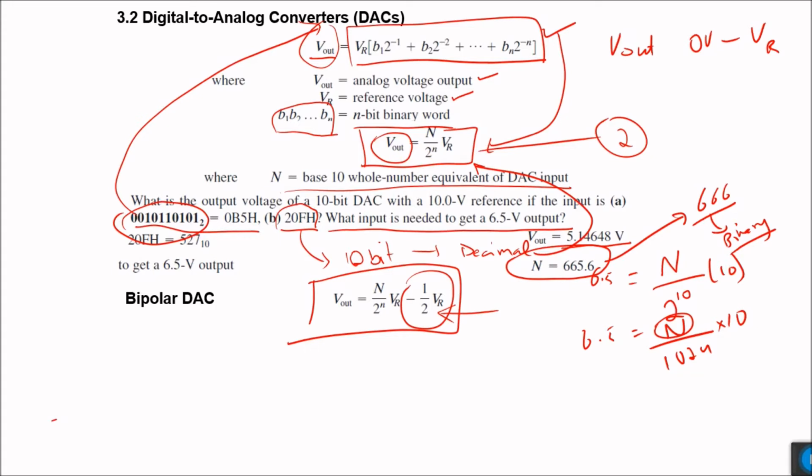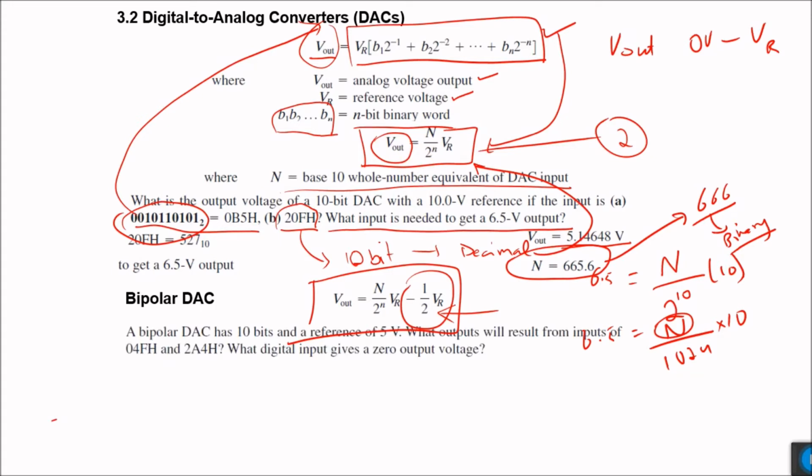So it's a fairly simple formula to understand, and again elaborated through an example. It is stated that a bipolar DAC has 10 bits and a reference of 5 volts. So what will be the output if the input is this and then this? So what digital input gives a 0 output voltage?